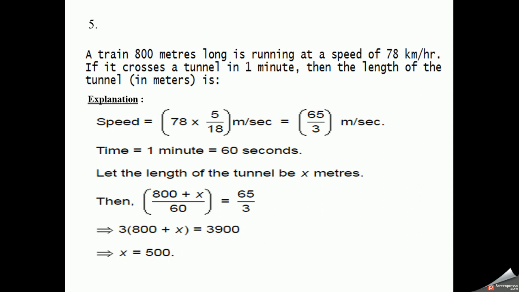We have to calculate the length of the tunnel. So consider the length of the tunnel is x, and the given length of the train is 800 meters. So the overall distance equals 800 plus x, and it takes 1 minute, equals 60 seconds, to cross the overall distance. So I apply the formula speed equals distance upon time. Distance equals 800 plus x, time equals 60 seconds, and speed equals 65 by 3. When you make the cross multiplication you get the value x equals 500.